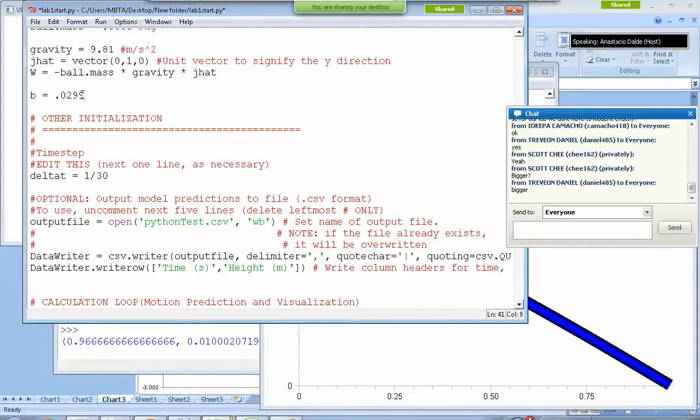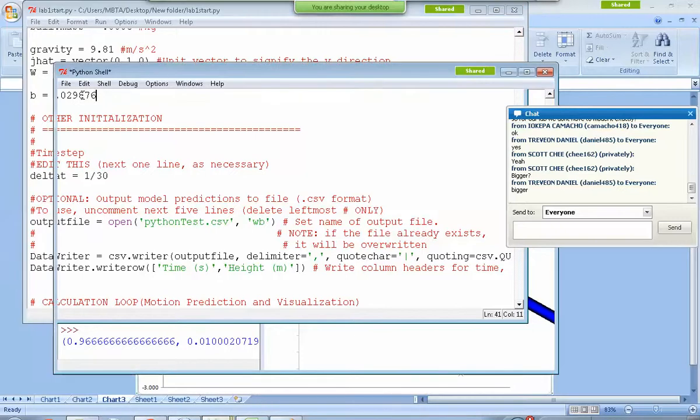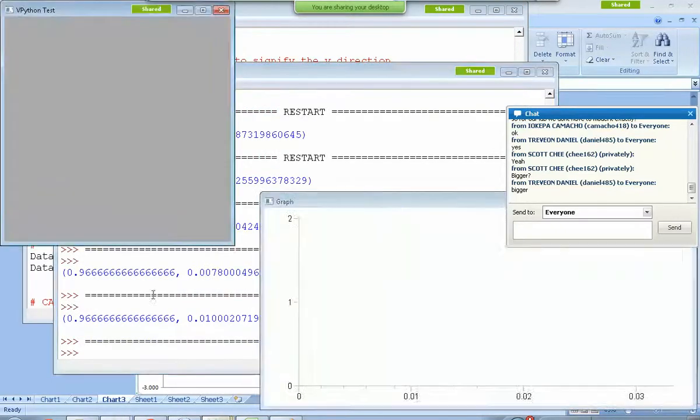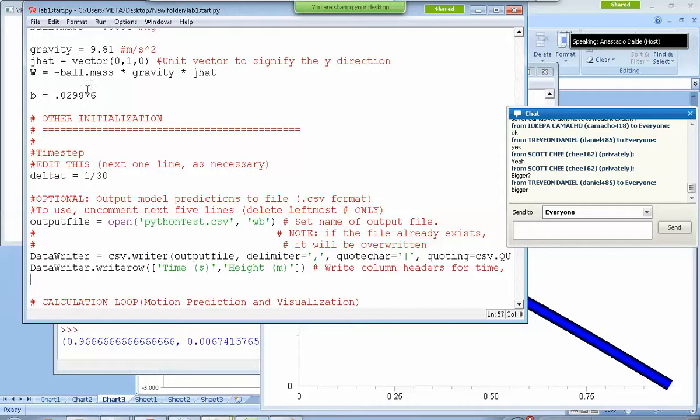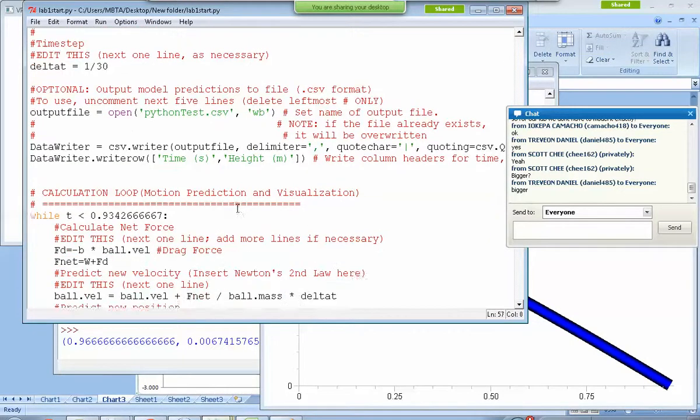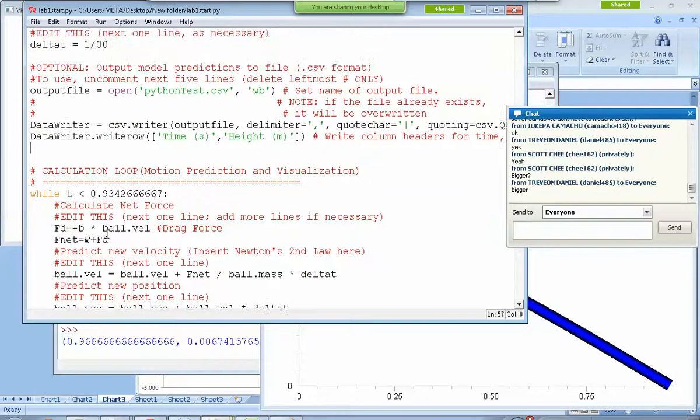Should I try one more? How's about 0.029876? I don't know. I'm just making up numbers at this point. That's as close as I can get it. All right. Anyway, 0.0298 is my answer. 0.02987, I don't know. Okay.